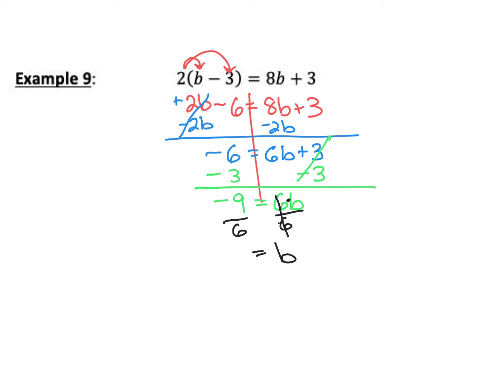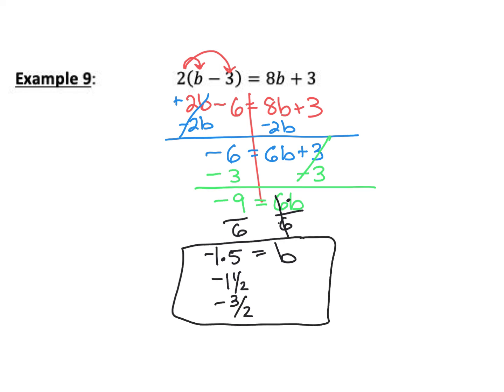So we have negative 9 divided by 6. So it is going to be a decimal kind of thing. So we do have as negative 1.5. We also have it as negative 1 and 1/2. We can also have it as negative 3 over 2. All of these are the same representation of b, and that can be the answer itself.